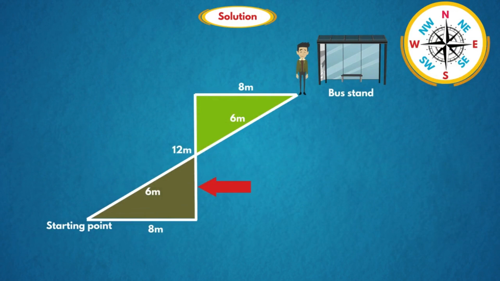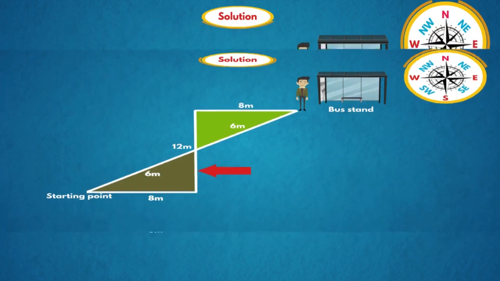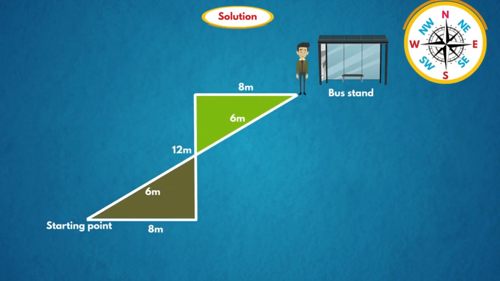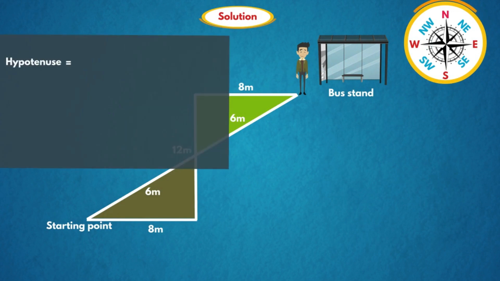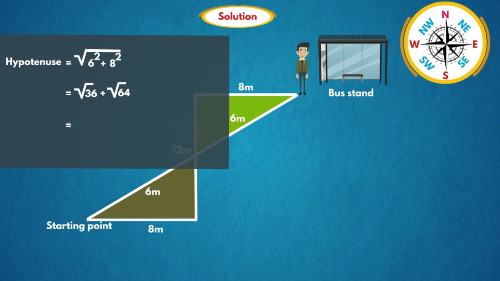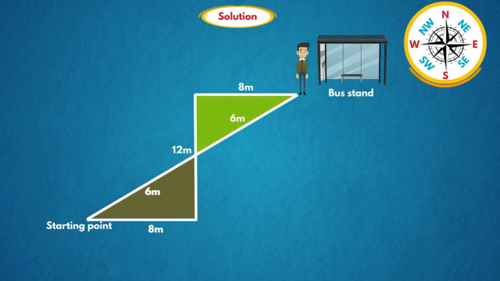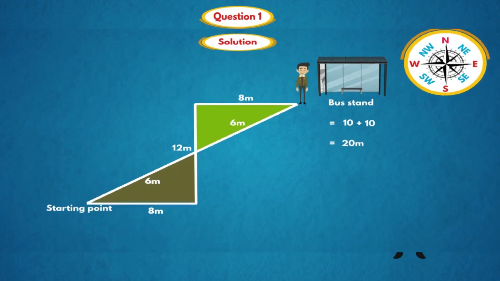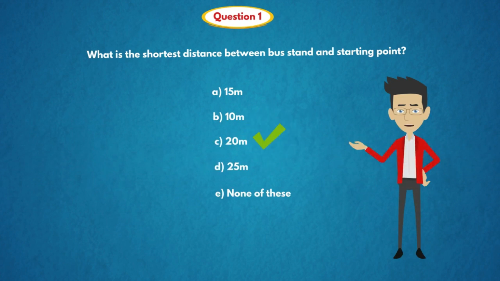Now in this triangle, the sides are 6 meters and 8 meters. In the right angle triangle, from the Pythagoras theorem, hypotenuse is equal to square root of 6 square plus 8 square, that is square root of 36 plus 64 equal to root 100, that is equal to 10 meters. So the distance between bus stand and starting point is 10 plus 10, that is 20 meters. So the answer is option C, 20 meters.